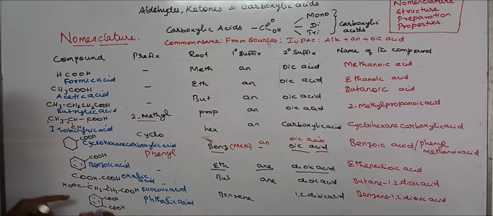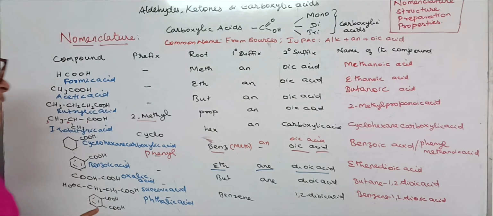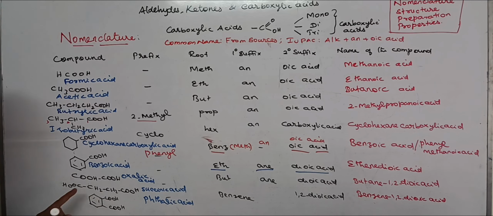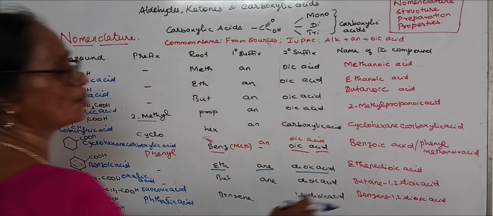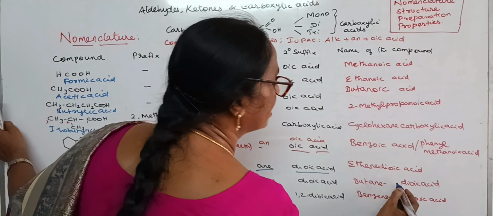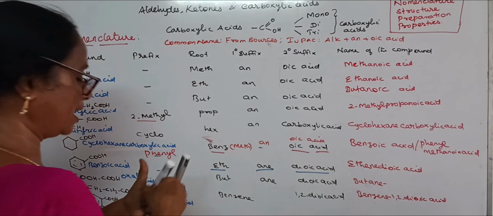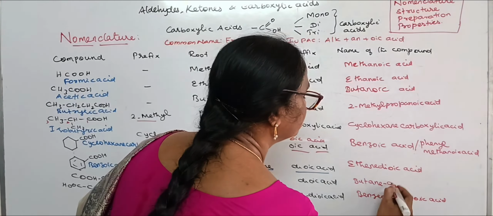Similarly, I can write butanedioic acid. 1, 2, 3, 4 carbons are there. We can give the position, but here all 4 carbon atoms are considered, so we can write the name as butanedioic acid.